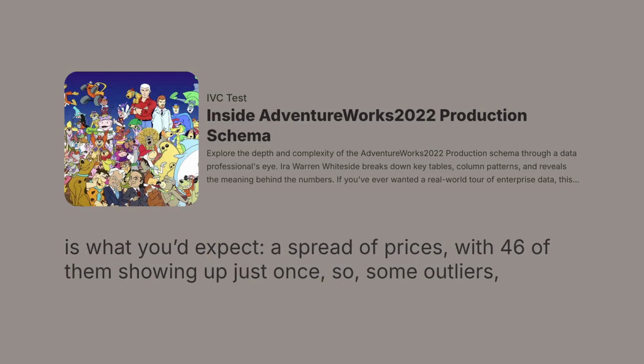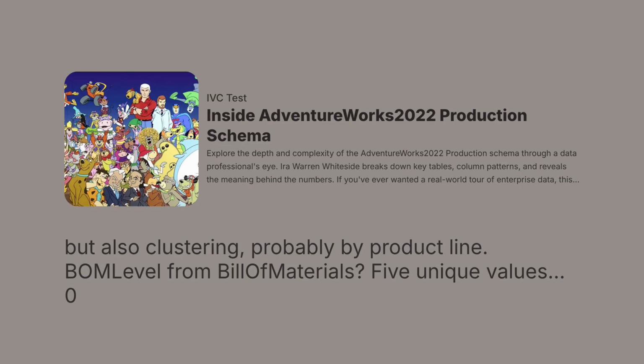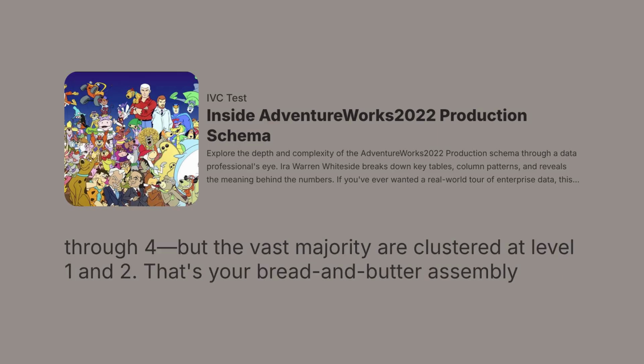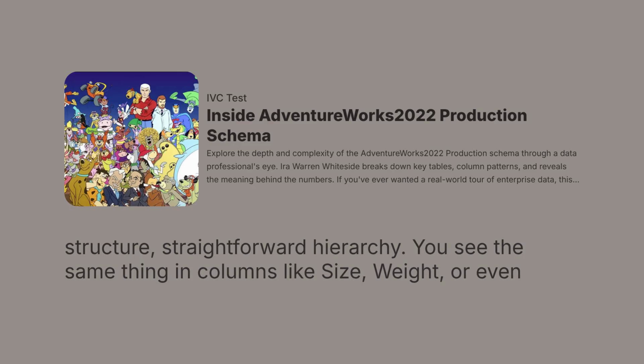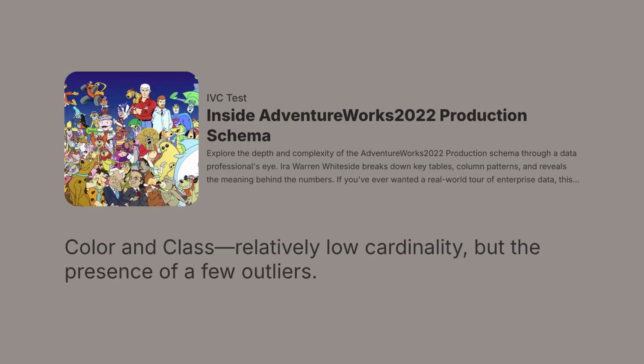List price is what you'd expect, a spread of prices, with 46 of them showing up just once, so some outliers, but also clustering, probably by product line. BOM level from bill of materials, 5 unique values, 0 through 4, but the vast majority are clustered at level 1 and 2. That's your bread and butter assembly structure, straightforward hierarchy. You see the same thing in columns like size, weight, or even color and class, relatively low cardinality, but the presence of a few outliers.